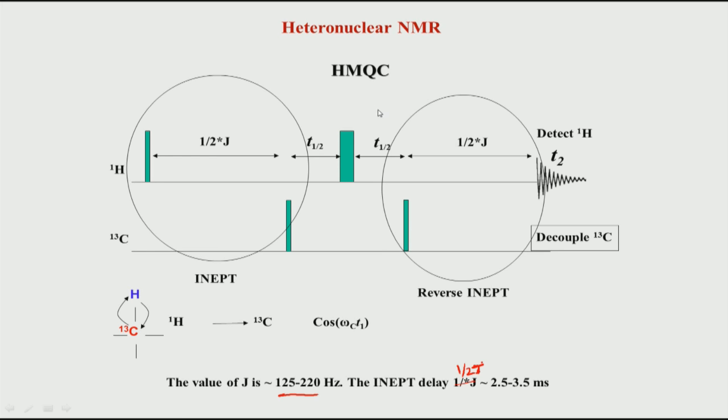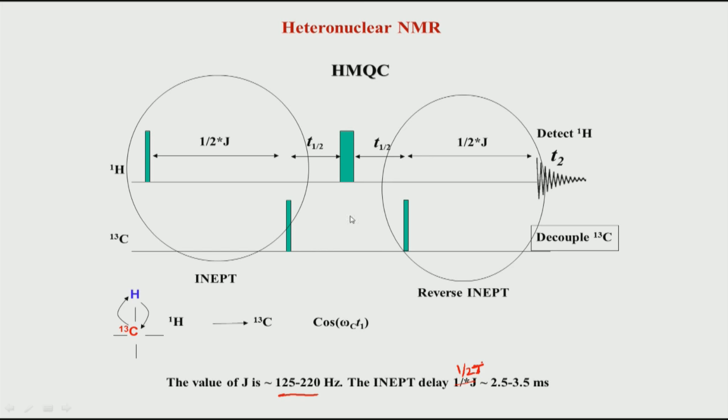Now, again similar to what we saw in HSQC, there is a 180 degree pulse applied on the proton channel right in the center of the T1 part. So, half T1 is on this side, half T1 is on this side, and in the center is the 180. This is done similar to what we saw earlier, for decoupling protons from carbon.